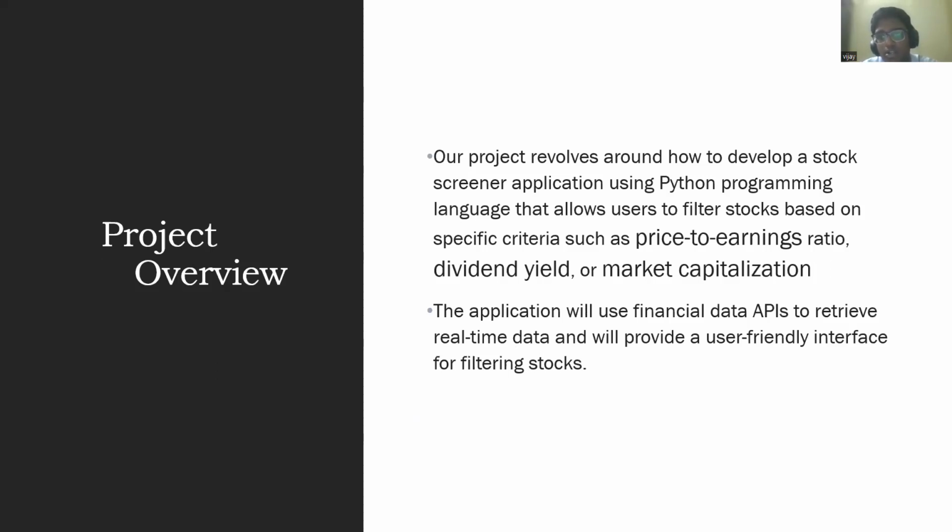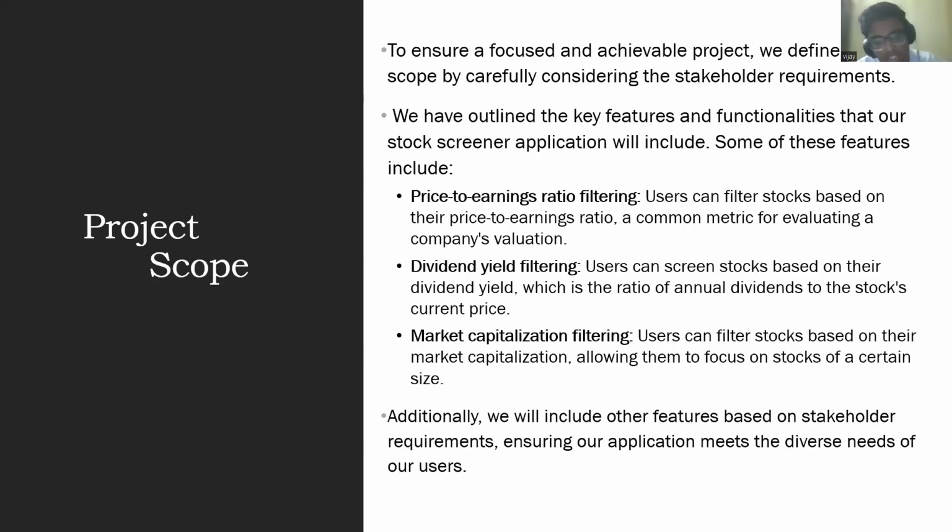My project revolves around the development of a stock screener application using Python programming. In this application, I will filter stocks based on price to earnings ratio, dividend yield, and market capitalization. This application will use financial data APIs to retrieve real-time data and will provide a user-friendly interface for filtering stocks. So let's get to know what the price to earnings ratio is. Basically, the price to earnings ratio is the measure of the price investors are willing to pay for each dollar of earnings generated by a company.